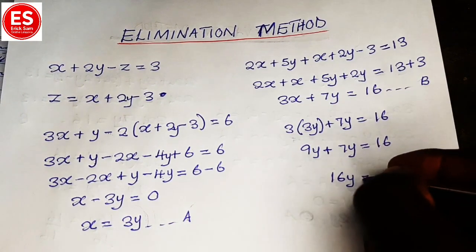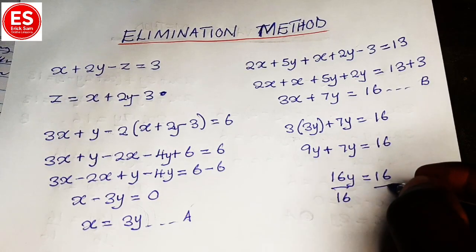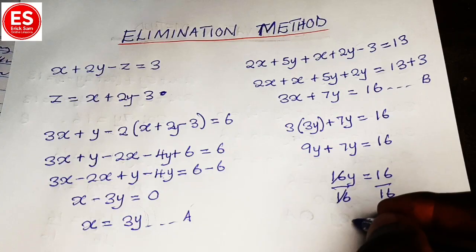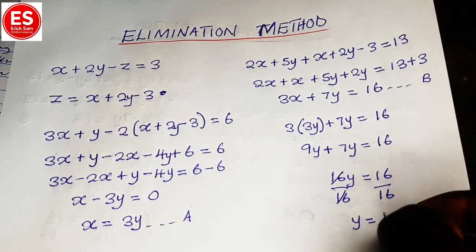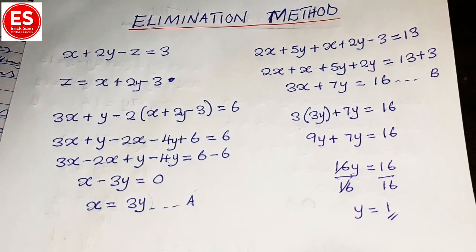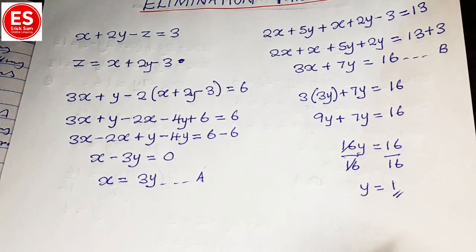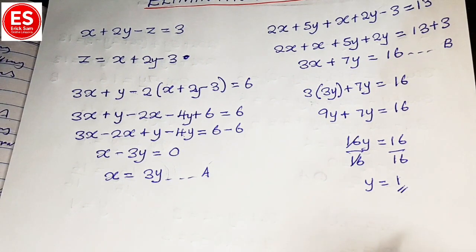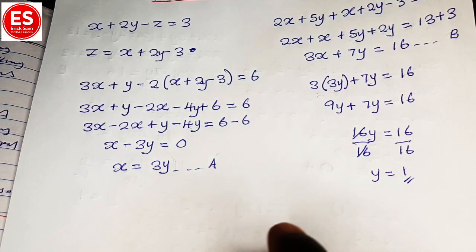Now if you add them together, you're going to have 16y is equal to 16. Now you can divide by 16 to remain with y. You cancel 16 and 16, and that gives you 1. So y is equal to 1 there, right? Are you following? You should be able to tell me if I'm too fast. You need to be telling me in the comment. If you have any question, ask me there.